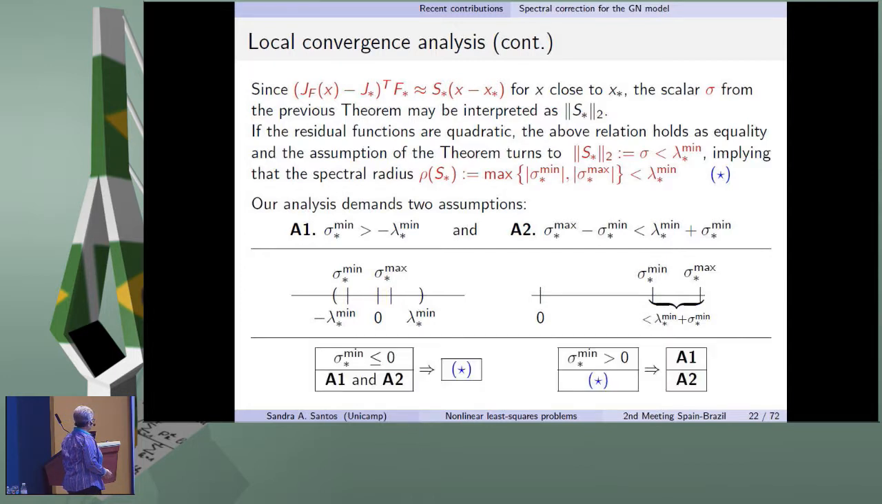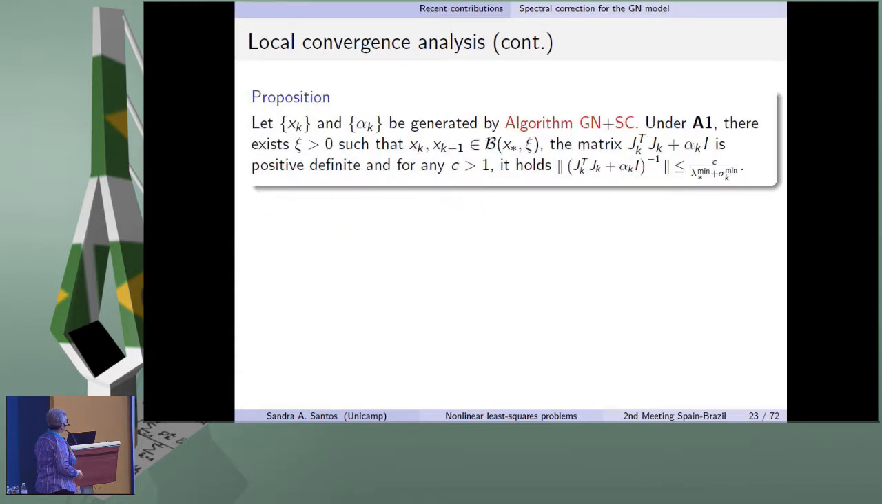So it's nice to see that in case our matrix S star is not positive definite, using these two assumptions, we obtain this relationship concerning the spectral radius. But if S star is positive definite, together with this condition, we reach our assumptions. So in this circumstance, we see that our assumptions are slightly weaker than the classical hypothesis of Gauss-Newton. So these are the results that we have obtained.